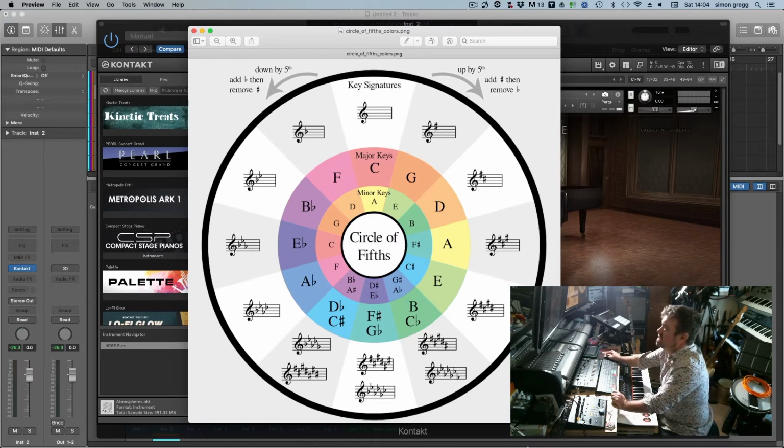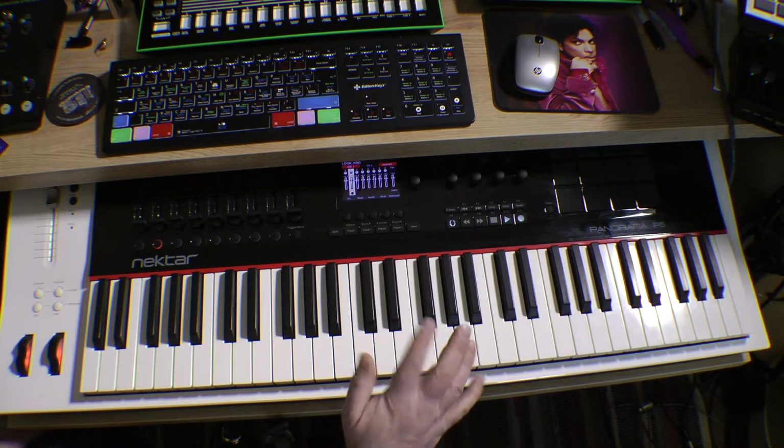Now essentially the circle of fifths breaks up all of our scales and puts them into this rather nice chart. It's called the circle of fifths because if I were to count on my keyboard, the intervals are 5 away from each other. So let's take a look.